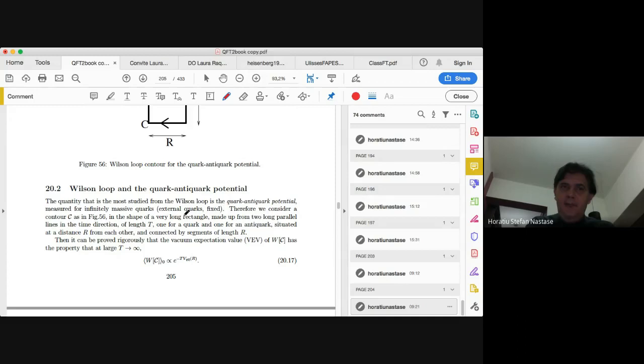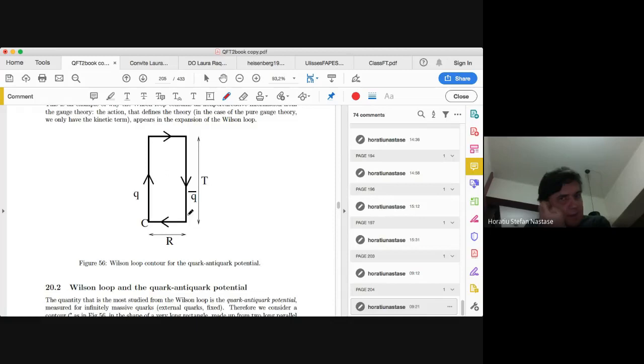So to calculate this potential, I consider the Wilson loop for a specific loop C. If I have infinitely massive quarks, that means that they sit still. They don't move. So let's consider this line going up in time. This would be the time direction, and this would be one space direction. So the quark goes forward in time, and the anti-quark we can think of as a quark going backwards in time. So let's consider this line going up and this line going down, for a very long time.